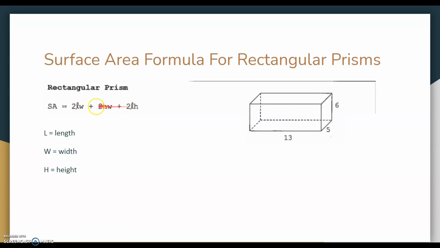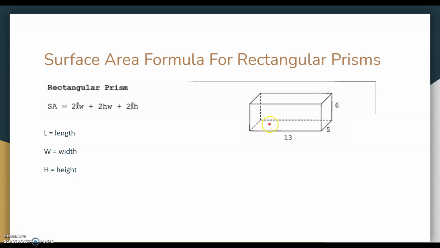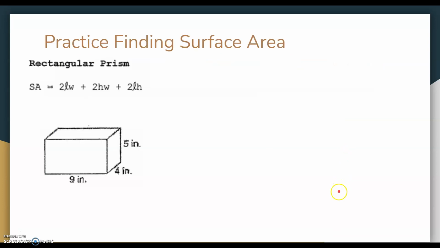So what do these letters mean? Well, L is our length, so our length would be this side length right here, which would be the 13. W is the width, so our width is over here on the side, so that would be 5. And then H means height, so that is how tall is our rectangular prism, which in this case would be the 6. Okay, so let's use the formula on some different examples to find out what the surface area is.